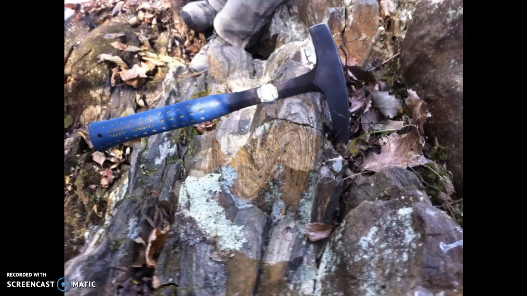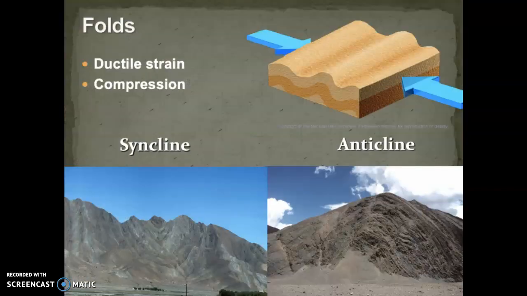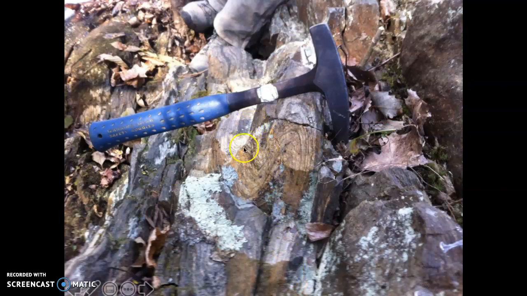And that's pretty much it for folds. We'll look at a few pictures. You can see folds come in large sizes, as in these pictures, but they can also occur in very small sizes in some rocks as well. So this is a picture that I took up near Devil's Lake by Baraboo, Wisconsin.